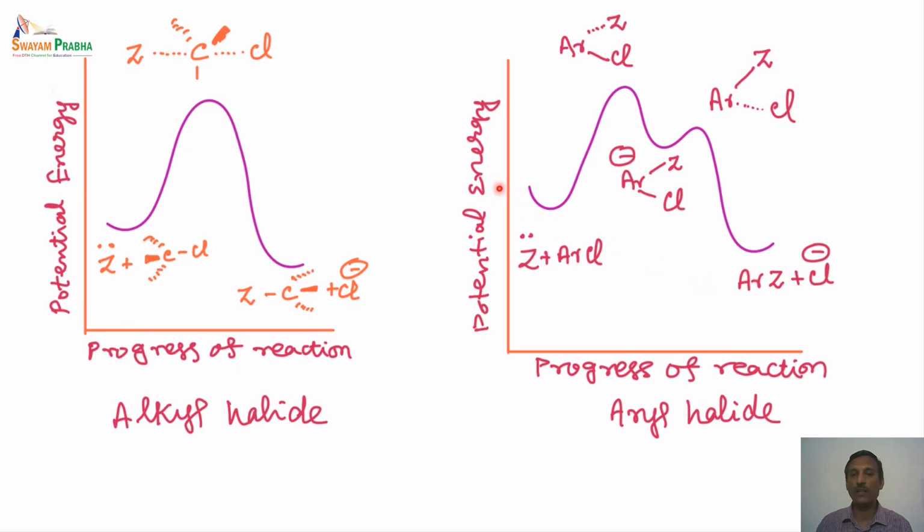So this is how we can explain the potential energy diagram for both the aryl halides and alkyl halides. Here we have one high energy state. Here we have two high energy states and one low energy state. So this is what is called the intermediate. In this particular case, we do not have an intermediate. We only have a transition state. So generally the peaks are called transition states and the troughs are called intermediates.